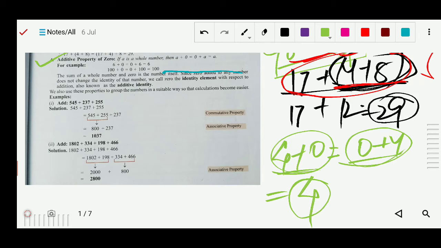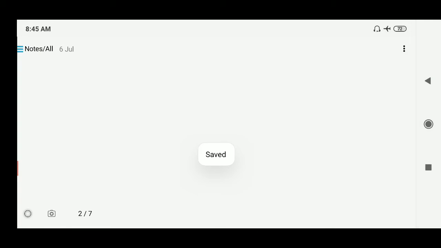So this property we also call identity element or additive identity. Identity element means whenever you add 0 to any number, the number remains the same. So its identity does not change. So that is the additive property. Now we will discuss some questions, so you will understand better.